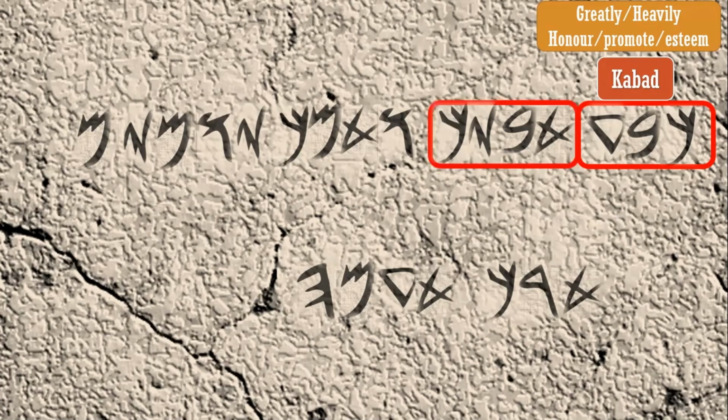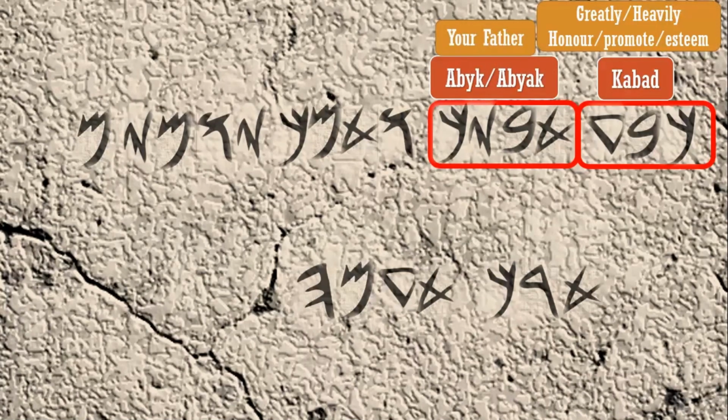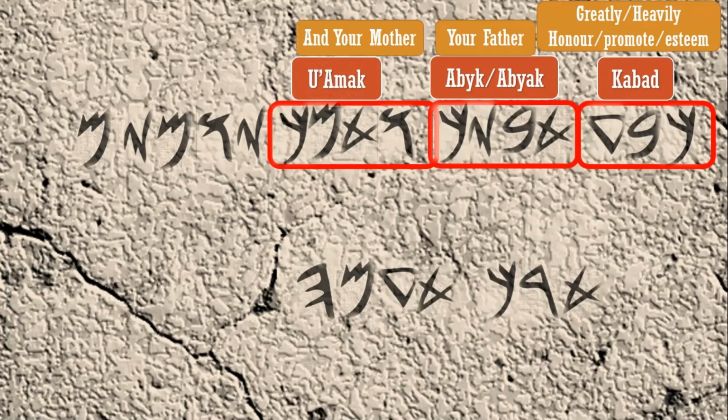Let's look at the next word. And this word is avik. Some may say aviak. This is the word or phrase, your father. So kabad avik, greatly honor your father. And someone may be saying, I know what that script is. Let's continue. The next word is v'imek, v'imek. And yes, you may have guessed it, and your mother.